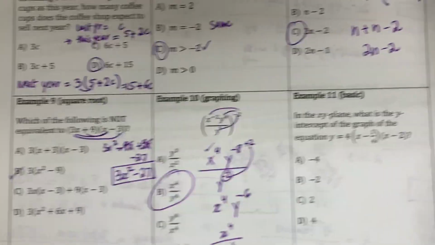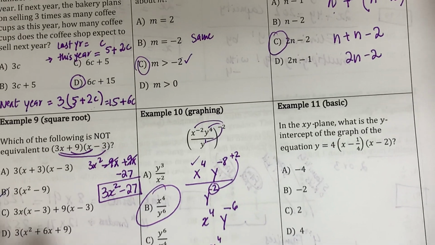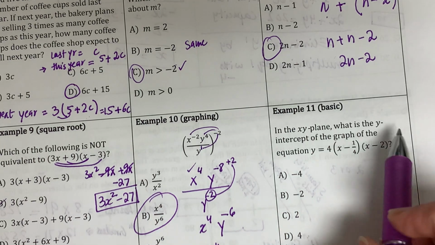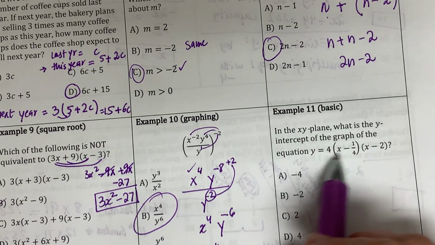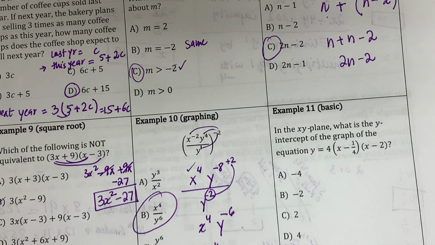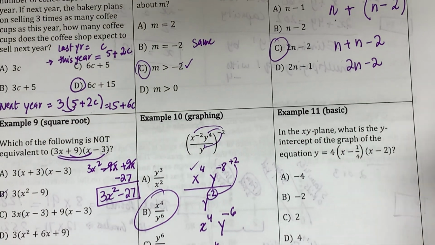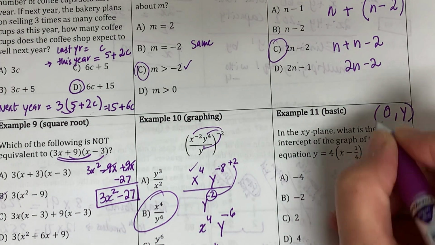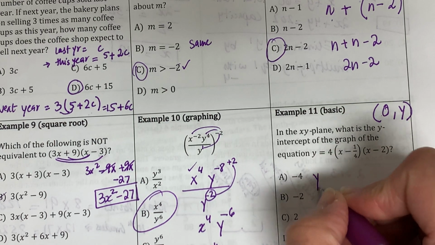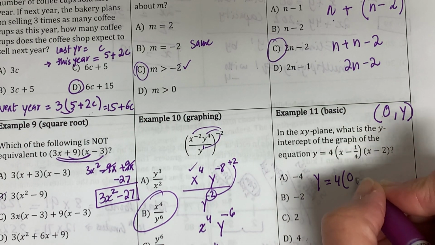All right, last question. In the xy plane, what is the y-intercept of the graph of the equation? Multiply all of that, and then you will be able to see. The y-intercept is where x is 0. If you use that fact, actually it would be easier. At the y-intercept, the value of x is 0. So I'm going to plug in x as 0. This is your common math facts.